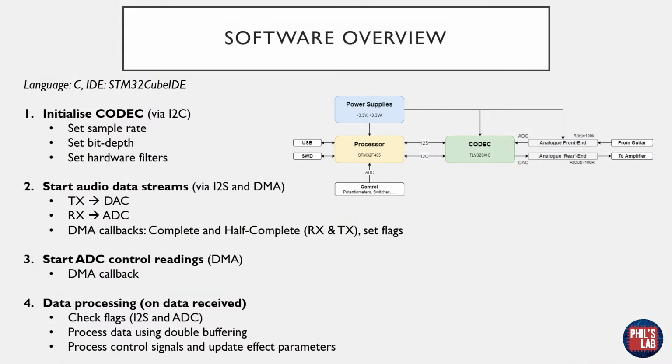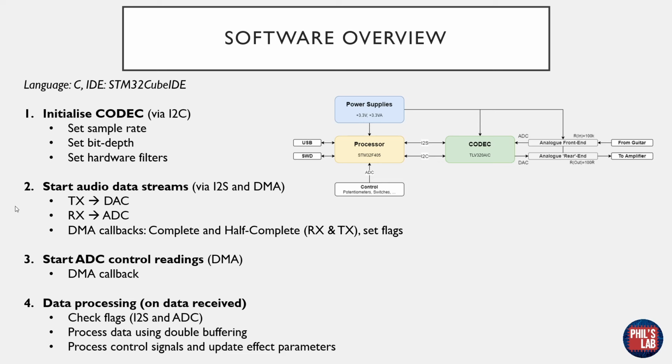Our firmware essentially has to do four main things. As I said before, we need to initialize this codec, which contains the ADCs and DACs, and this is done, in this case, via I²C. For example, we have to set the sample rate, which I set to about 48 kilohertz. We need to set the bit depth, which I believe I set to 16 bits, and we need to set hardware filters. For example, the codec might have some anti-aliasing filters or its own digital signal processing, which you can enable via I²C.